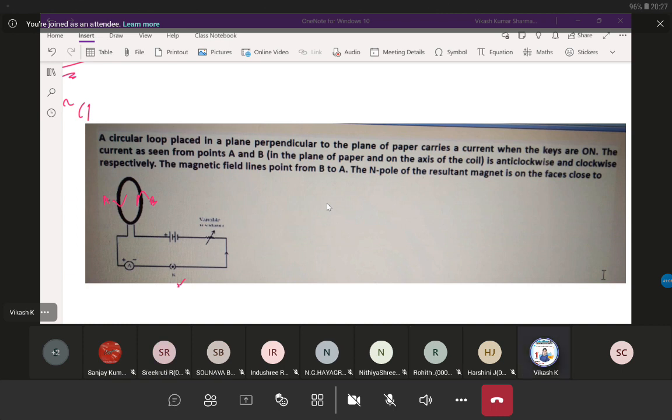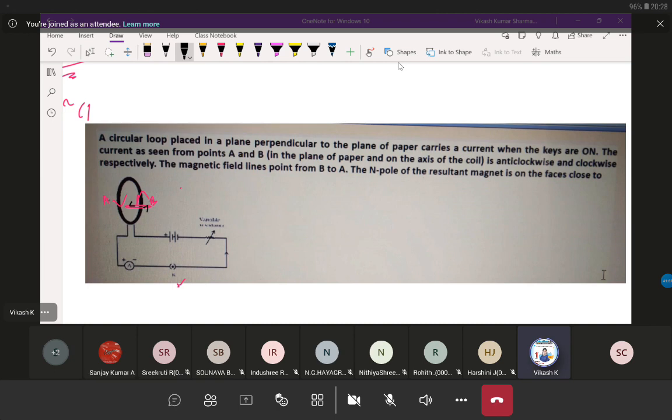Then the magnetic field lines from B to A, clockwise respectively. How will the magnetic field lines be? That we have to draw. First of all, they will be concentric circles, isn't it? But you have to understand the right hand thumb rule. Take any point here. The current is going in the upward direction, so the rest of the fingers will point towards us. So the magnetic field lines will go like this, yes or no?